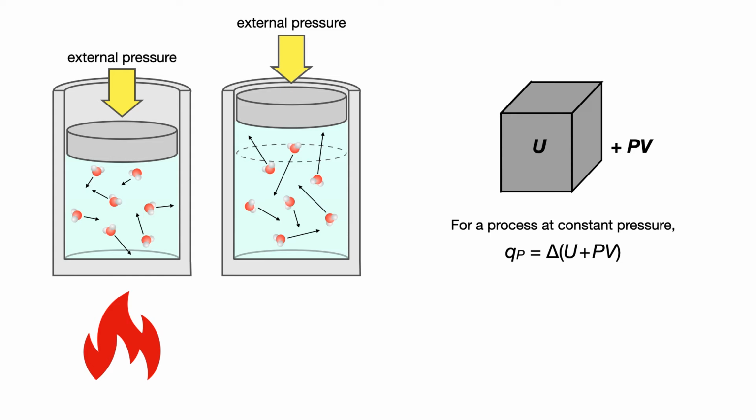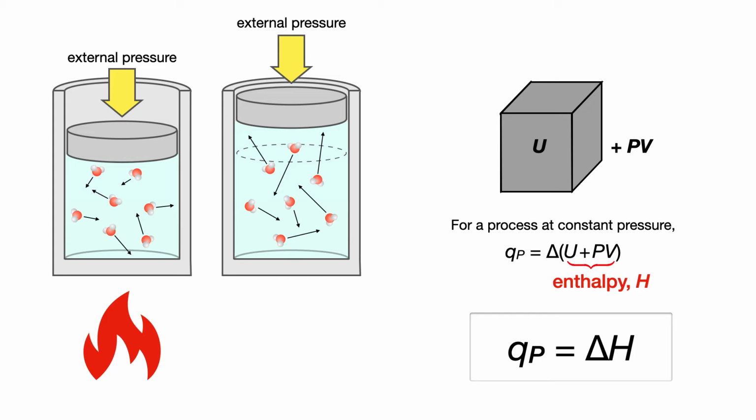So this total is a very useful quantity, and it's given a name. It's called enthalpy with the symbol H. The word enthalpy comes from a Greek root meaning warmth, and so its name basically ties into this idea that the heat involved in a process is equal to the change in this enthalpy quantity. And so specifically, the heat at constant pressure is equal to the change in the enthalpy of a system.